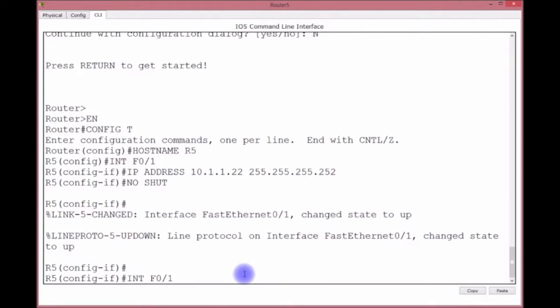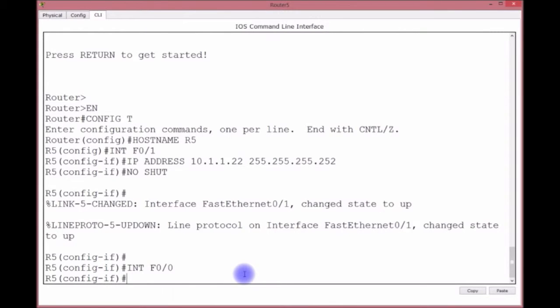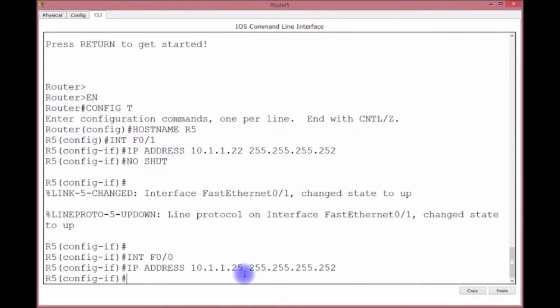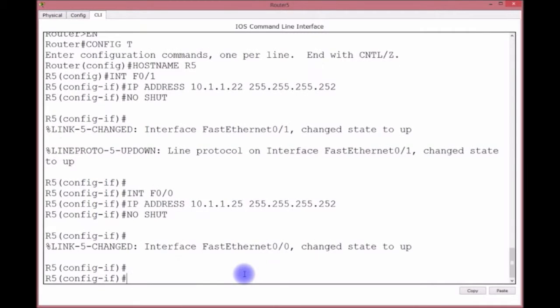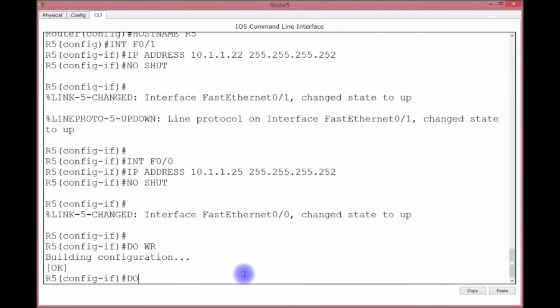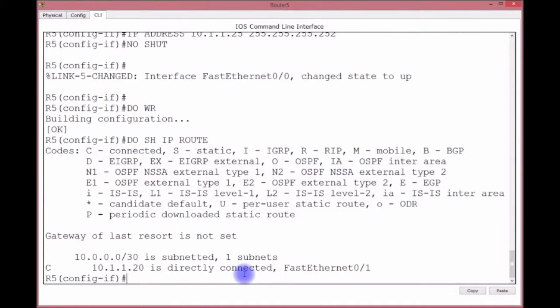So obviously the next interface, I'm just going to up arrow, put 0. All right, so now it was 20, then it was 24, so there should be 25. IP address 10.1.1.25, 255.255.255.252. No shut. And remember, if you put an incorrect IP address and mask, your router will let you know. All right, so that will be that. We only have two interfaces there. Do show IP route. And then boom. All right, we're connecting the 20 network.